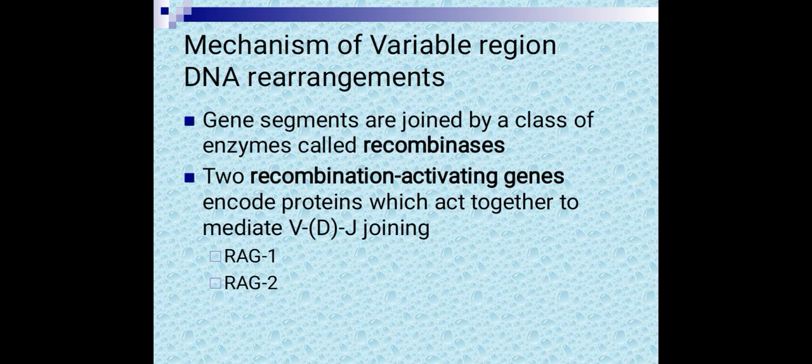Gene segments are joined by a class of enzymes called recombinases. Two recombination activating genes encode proteins which act together to mediate VDJ joining: RAG1 and RAG2.